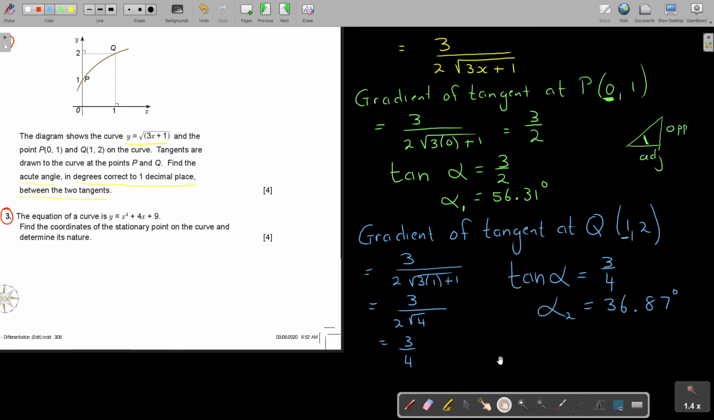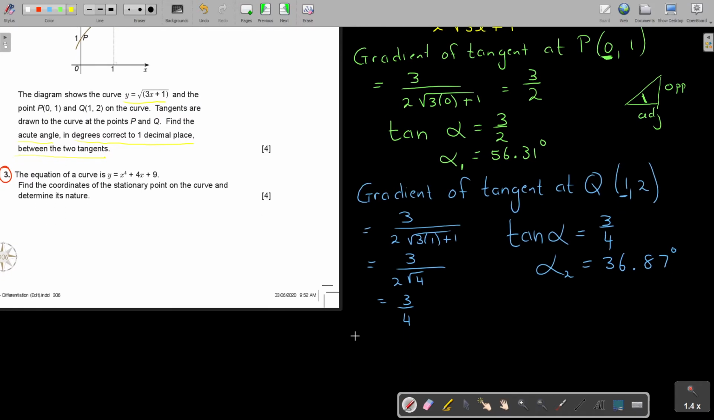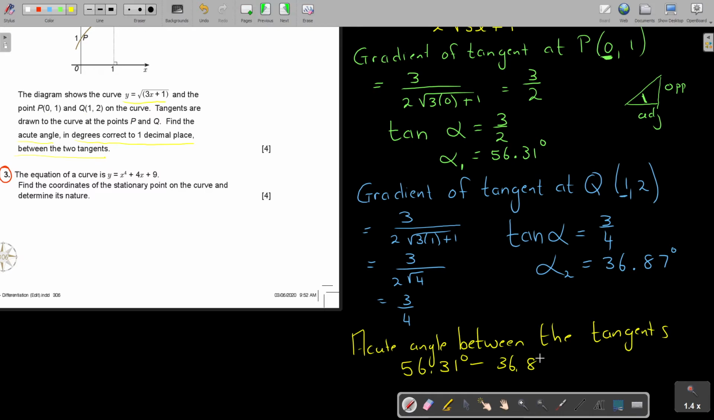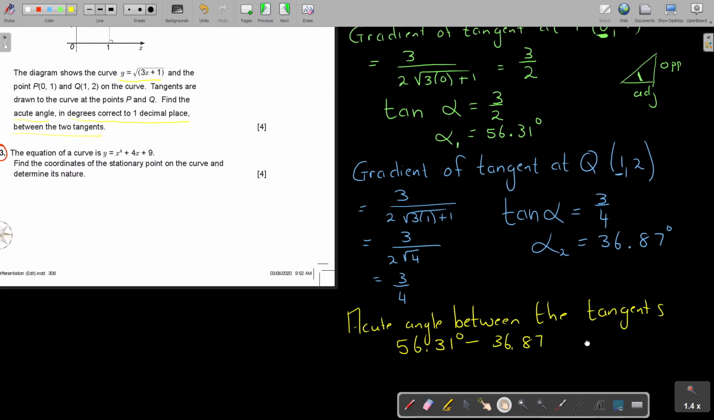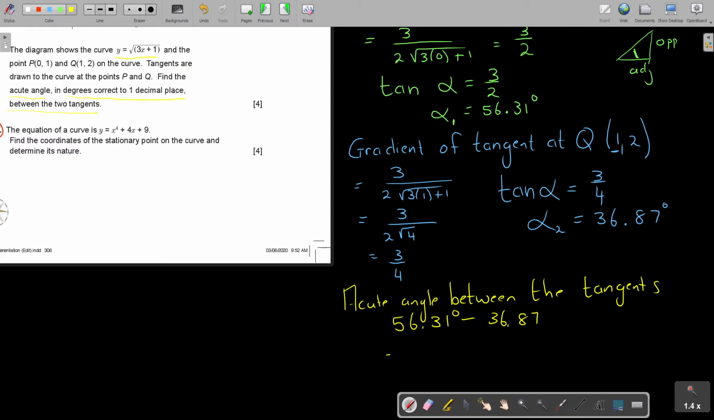Okay, and then I'm just ending out by saying the acute angle between the tangents. And that is going to be 56.31 minus 36.87. And that is going to give me an answer to 1 decimal place of 19.4 degrees. And that's how I do it.